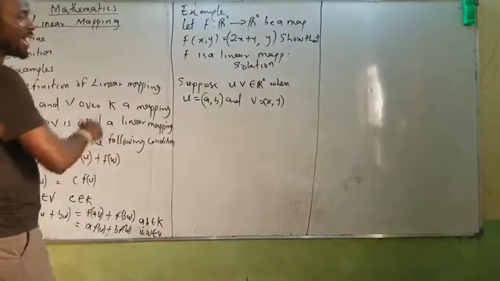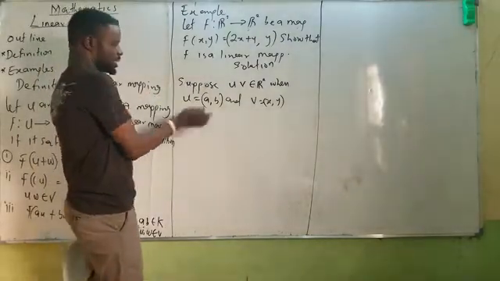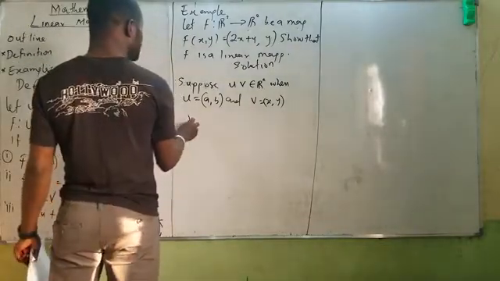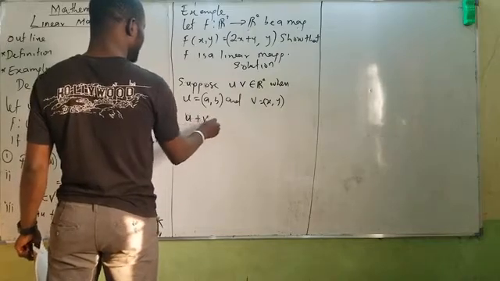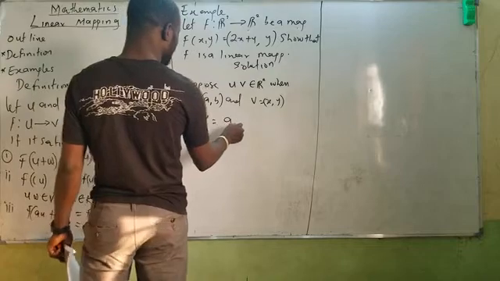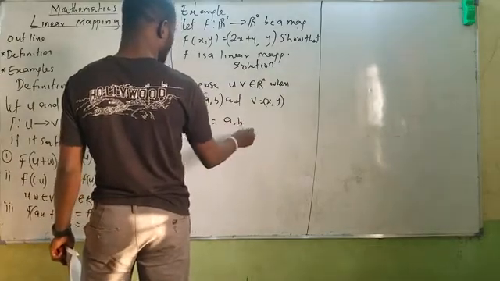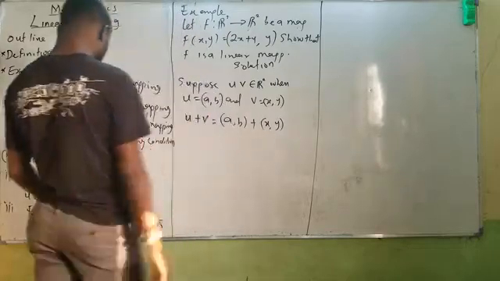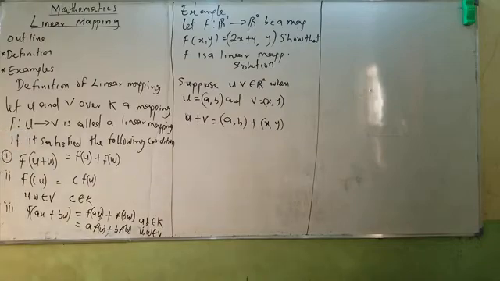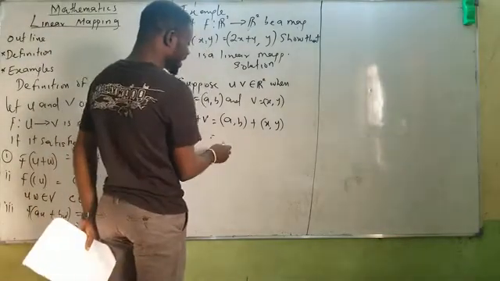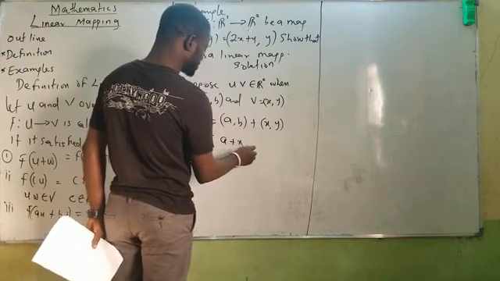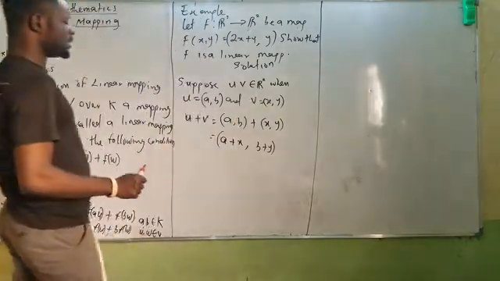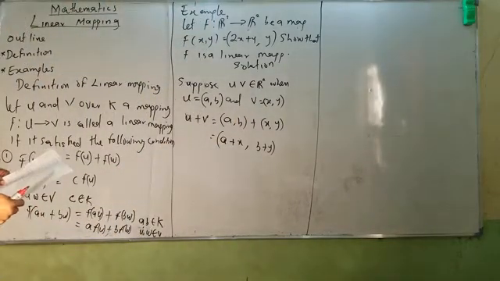What I will just do now, this is a supposition. I will now say that u plus v will be equal to (a, b) plus (x, y). In terms of that, I can say that it is (a plus x, b plus y). Now, can you see what I'm trying to work on?